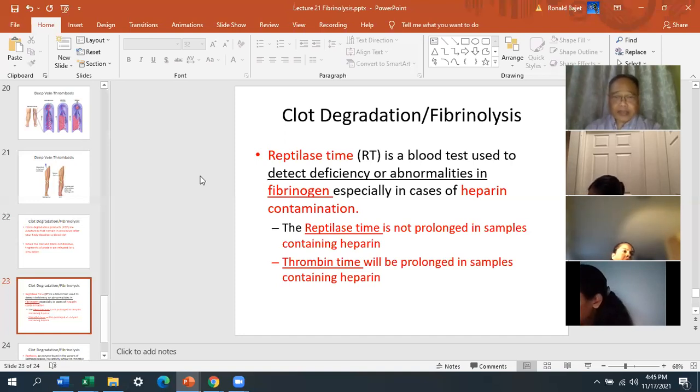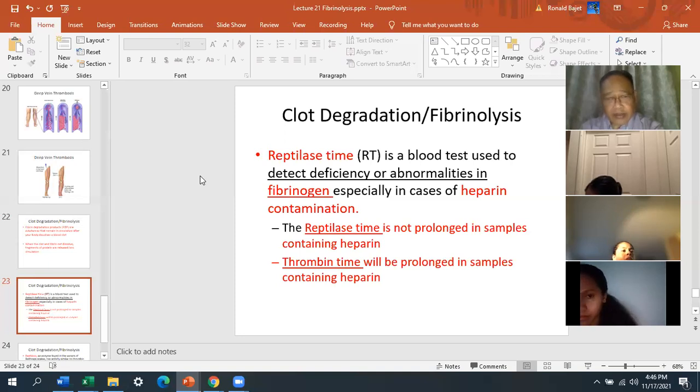So the reptilase time, this is how they tell, it's a test. If it's not prolonged in samples containing heparin, so if it's normal, that's bad news. If it's prolonged, then that's good.